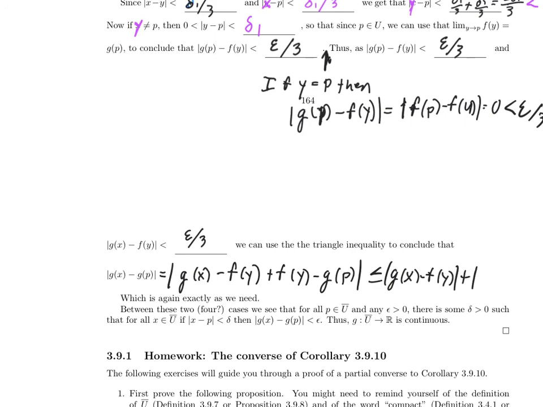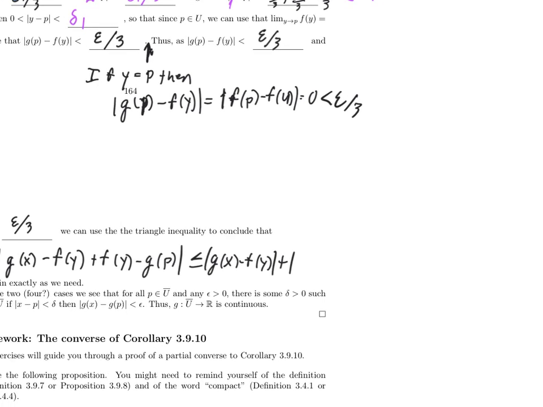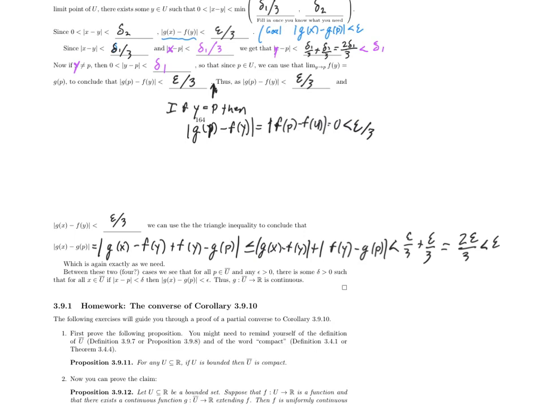So by the triangle inequality, that difference is less than the absolute value of g of x minus f of y plus the absolute value of f of y minus g of p, which is less than epsilon over 3 plus epsilon over 3. Oh, it looks like I didn't actually have to divide anything by 3. So it looks like epsilon over 2 would have been just fine, but epsilon over 3 still works.